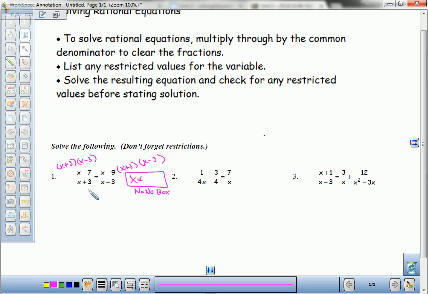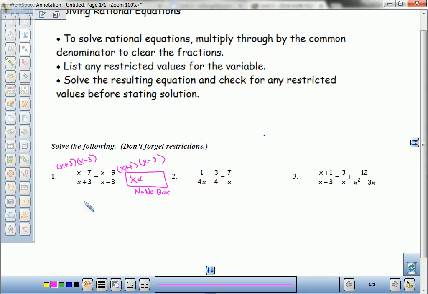So, we know with a fraction, the denominator can never equal 0. Because if the denominator is 0, the fraction is undefined. Now, we didn't have to worry about this when we were just adding, subtracting, multiplying, and dividing expressions, because we weren't solving for x. X didn't have a value. Well, when we're solving, x now has a value. And because x has a value, we have to make sure that that value won't make the equation undefined. And the way we do that is we write our restricted values.